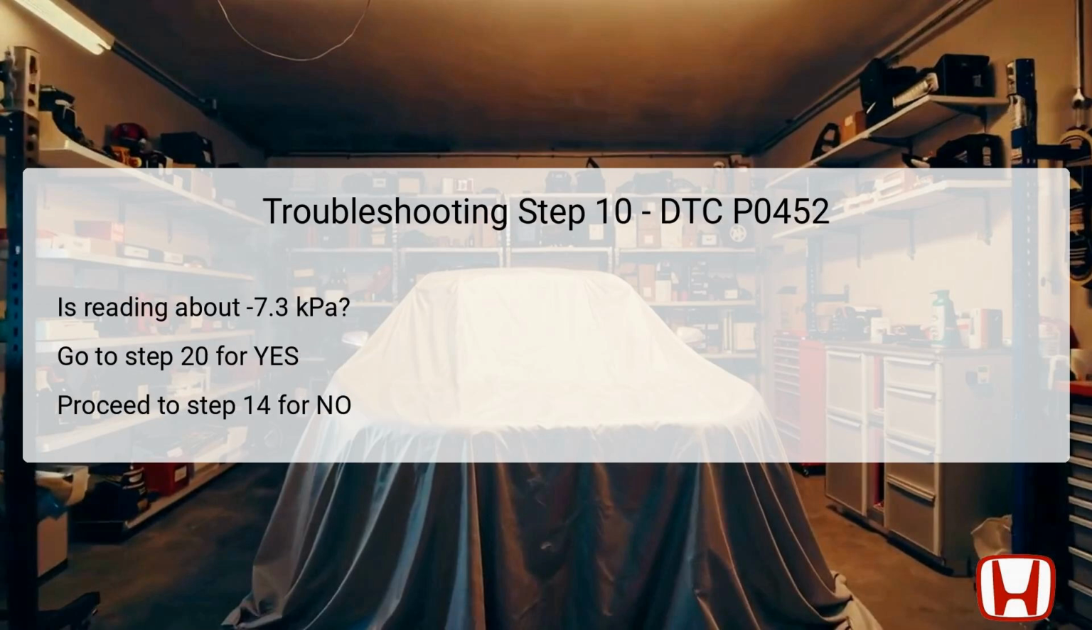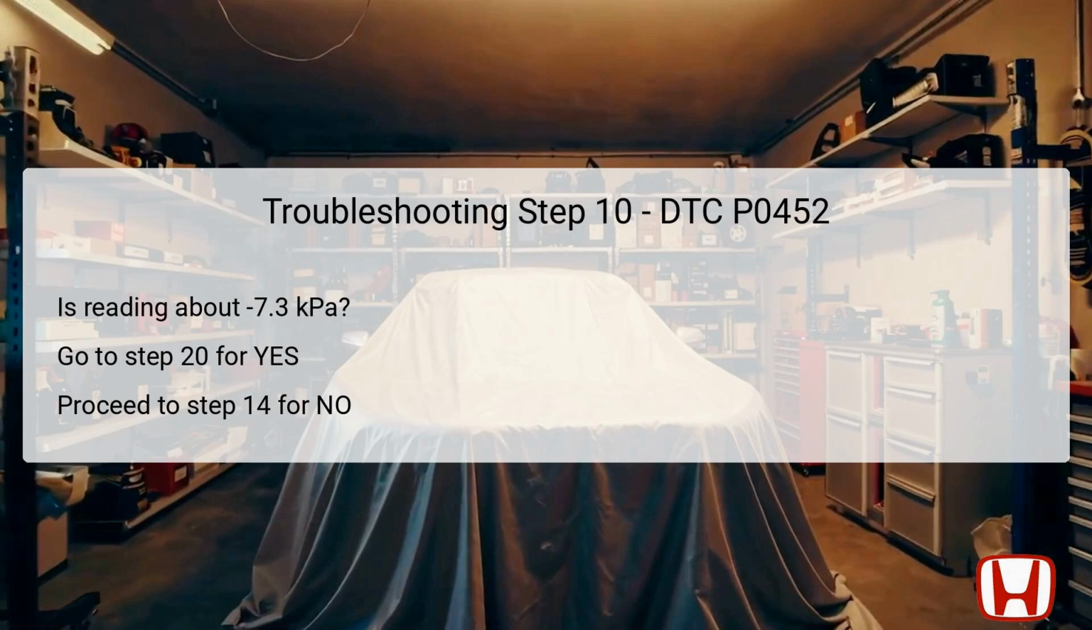Evaluate the readings from the FTP sensor again. If the readings indicate around -7.3 kilopascal or below, proceed to step 20. This confirms that the FTP sensor is likely in good working condition, and the issue may lie elsewhere in the circuit, potentially in the power supply or connections.